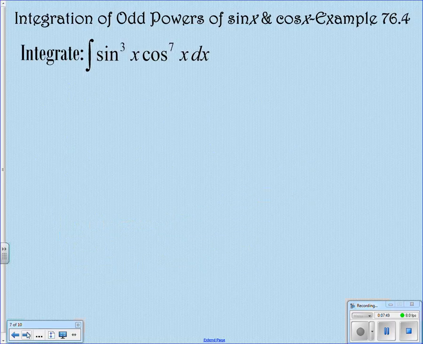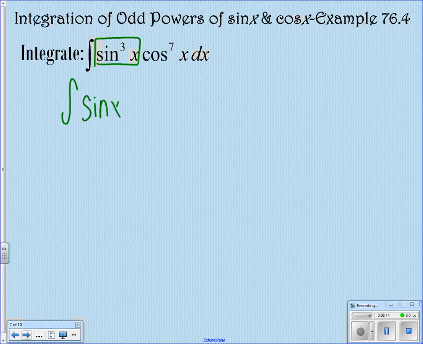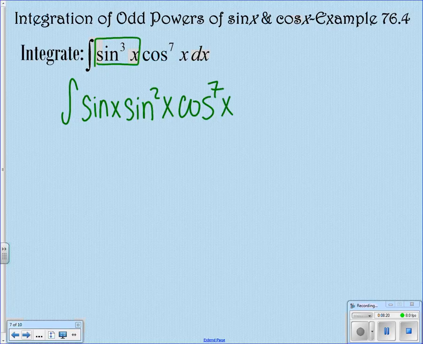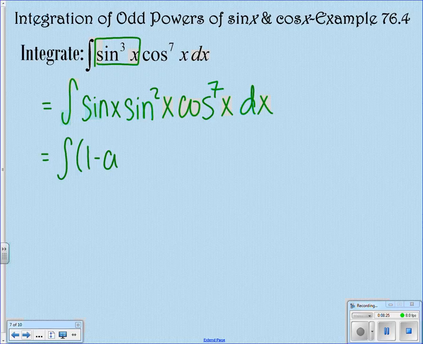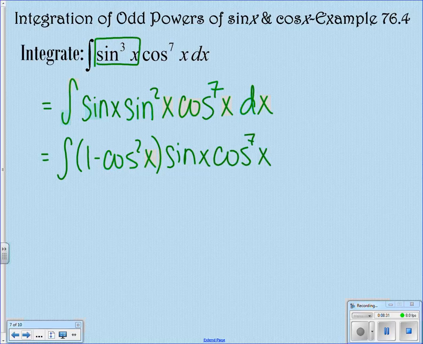Looking at the next example. I just told you when you had 2 of the powers to pick the odd one. Well, on this one, they're both odd. So what you want to do is to pick the odd one that is smaller, which is going to be the sine cubed. So we're going to write it as sine x times sine squared times cosine to the 7th x dx. And so we'll have 1 minus cosine squared instead of our sine squared, and then sine x, and then cosine to the 7th x dx.